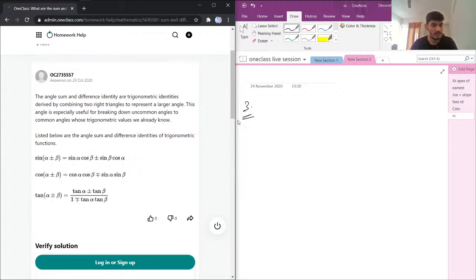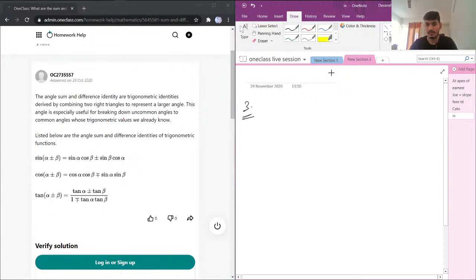We have sine of alpha plus beta equals sine of alpha cosine of beta plus sine of beta cosine of alpha. So I'll just prove the first identity. For proving, I will need one horizontal line. A different color line will be better.